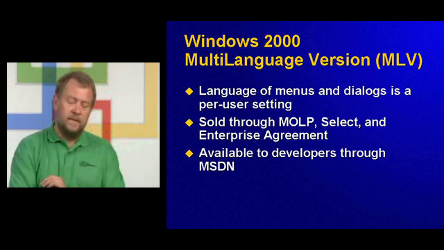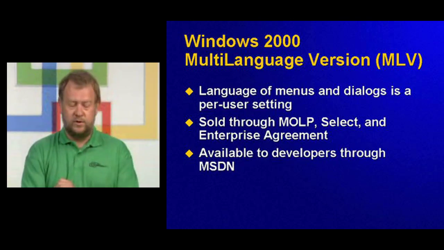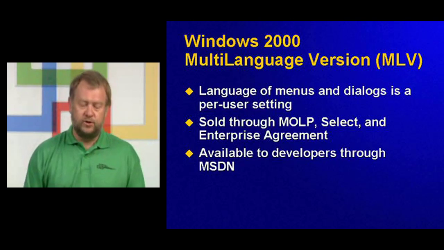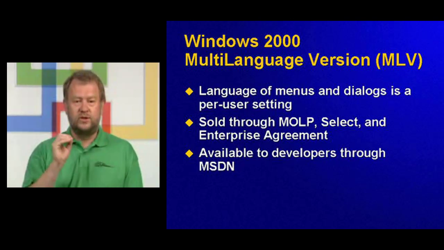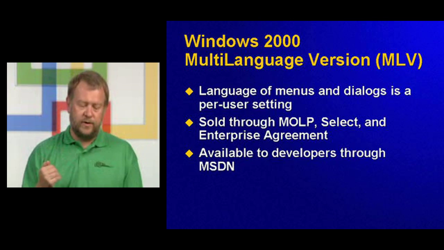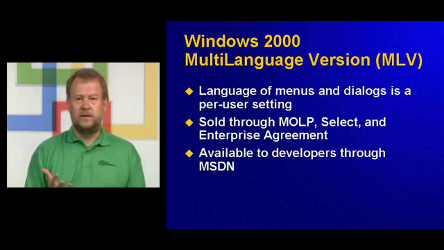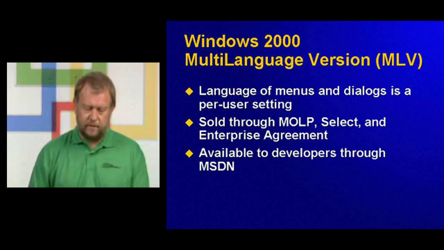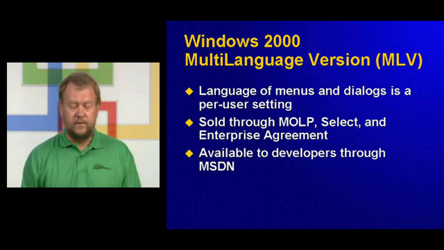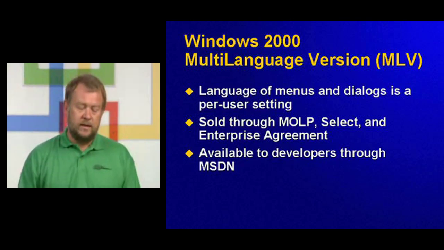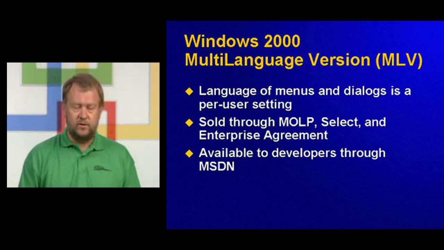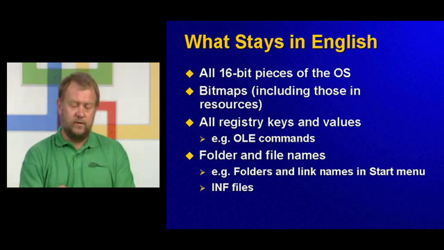So the core of this is the multi-language version of Windows 2000. What this means is that the menus and dialogues are a per user setting. Each user gets to set up what language he or she wants the user interface to be in. So you can have one user log in with a Japanese user interface and another with an Arabic user interface, for example. We'll see a demo of this in a minute. It's sold through the Microsoft Open License Program, through Select, and through the Enterprise Agreement programs. And it's available to developers through MSDN. If you're a developer and you want to take advantage of this and test your application on the multi-language version, you can do that.